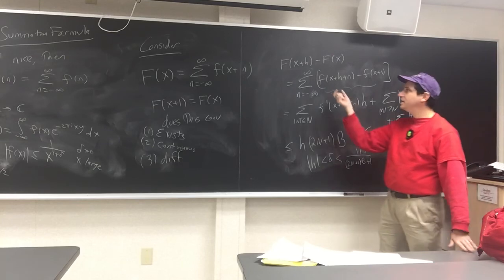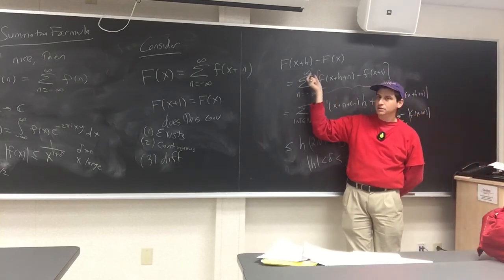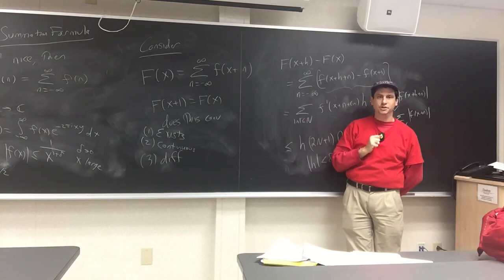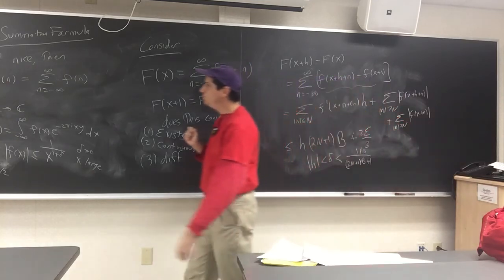So what this shows us is that if we take h to be sufficiently small, we can make this less than epsilon for any epsilon. We have freedom in terms of where we choose big N to be. And this proves continuity. Now we need to just prove differentiability.